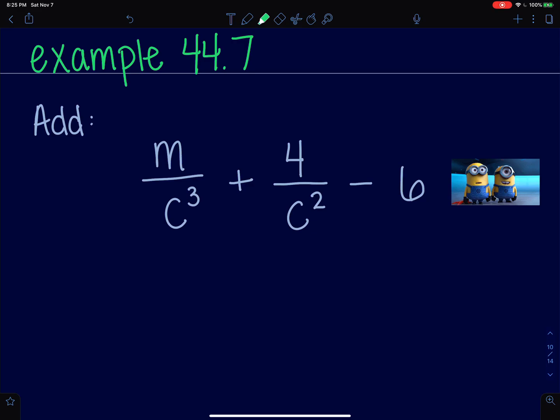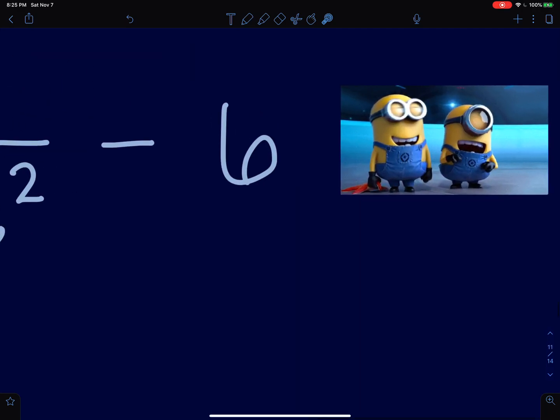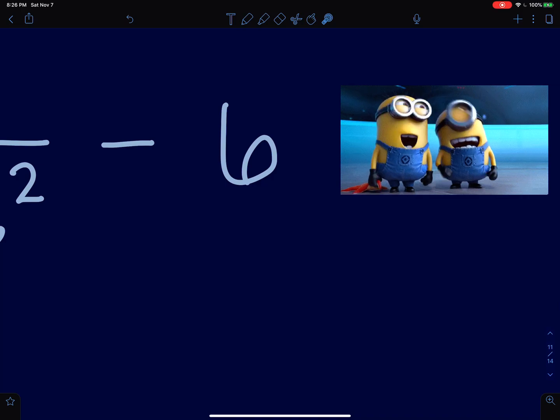This is the next one. Now, look at this. We're adding fraction, fraction, no fraction. So step one is we've got to turn this into a fraction. This has a numerator and it has a bottom. This has a top, it has a bottom. This has a top, it has no bottom. That's why I put the minions there. They're laughing because I said bottom.